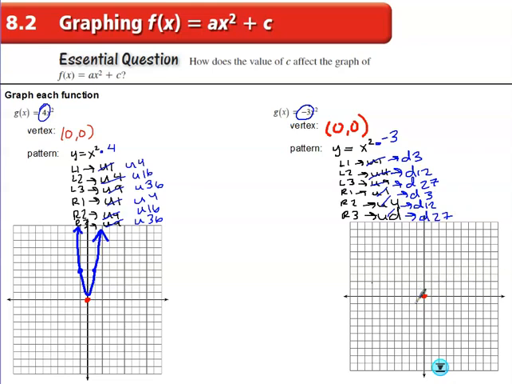So left 1 down 3, left 2 down 12, which is a little off my graph, right 1 down 3, right 2 down 12, and then we connect our dots, and we have our parabola.